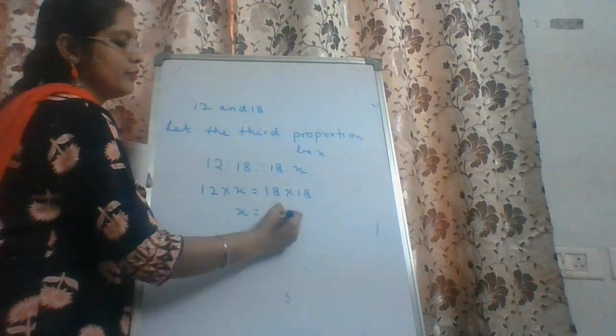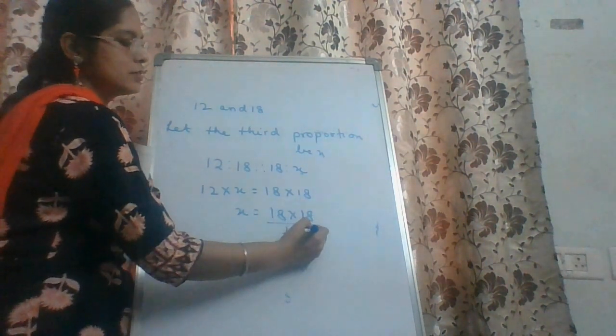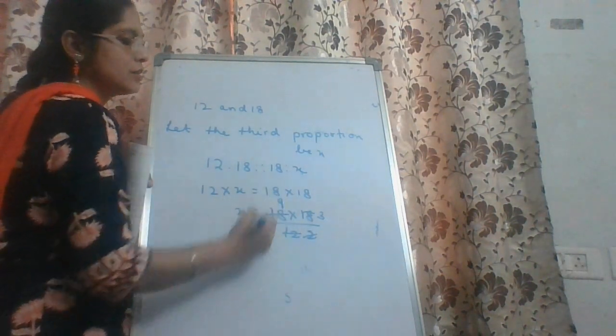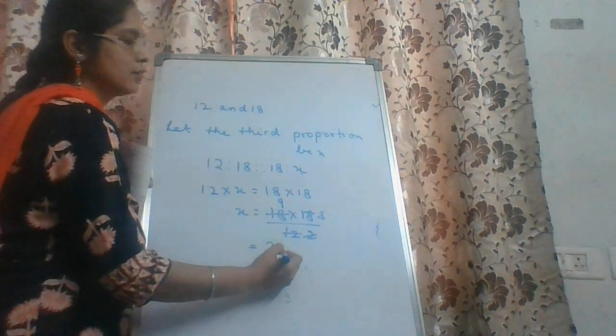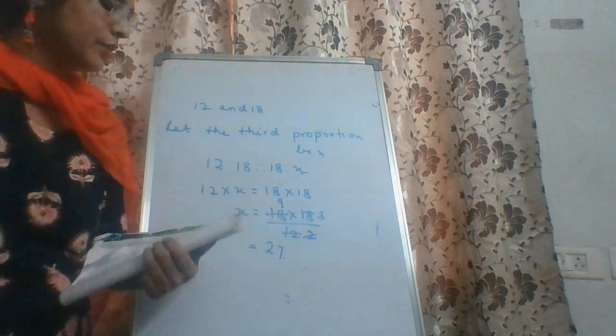X is equal to 6 twos are 12, 6 threes are 18, this is 9 times. My answer is 27. X is equal to 27.